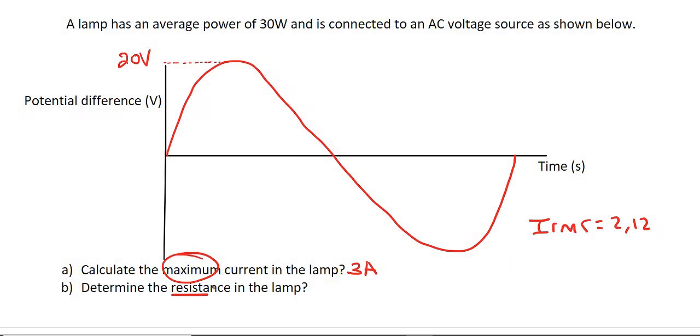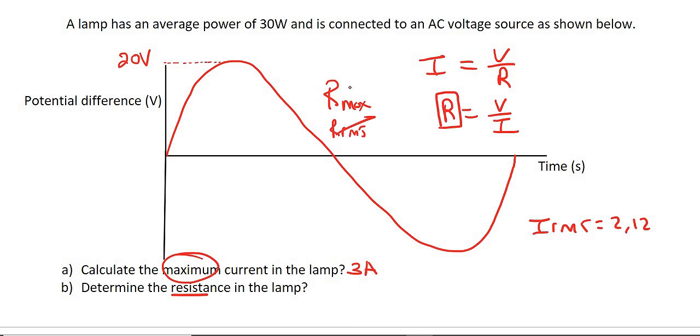The next question asks for resistance. So we know that I is equal to V over R, and if we rearrange that, we get R is equal to V over I. Now, you can use any voltage or current as long as it matches. So we said that if you use the maximum voltage, then you must use the maximum current. If you use the RMS voltage, then you must use the RMS current. The answer that you get will be the same. Please remember, you mustn't have an R maximum and an R RMS. It doesn't work like that. Resistance is a single value.